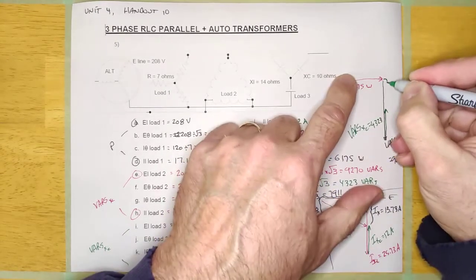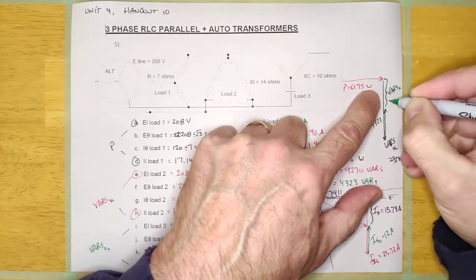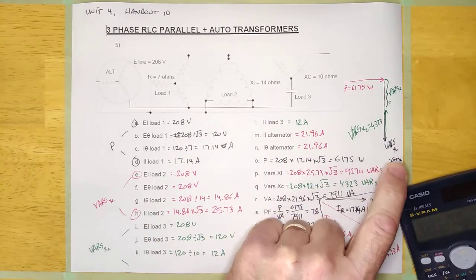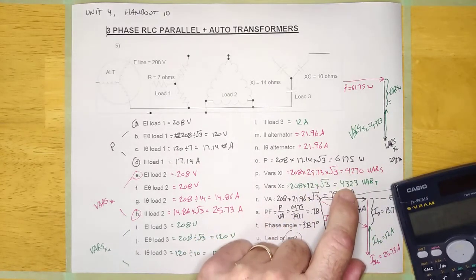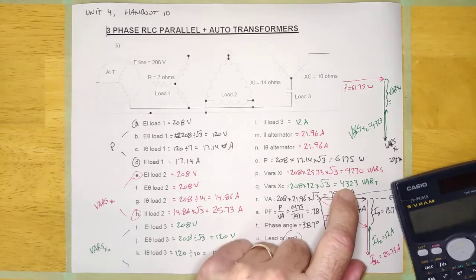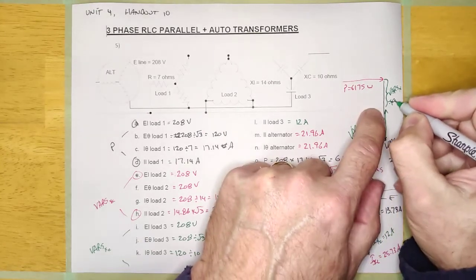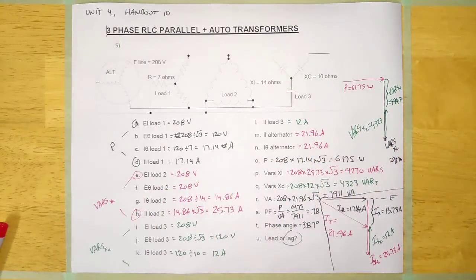Okay, and this here, vars X, right? And I can calculate it. It should be 9270 minus 4323. So let's try that. 9270 minus 4323 equals 4947. Okay, so it's 4947.